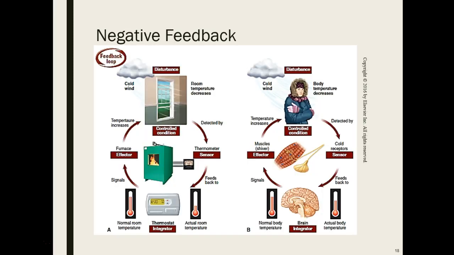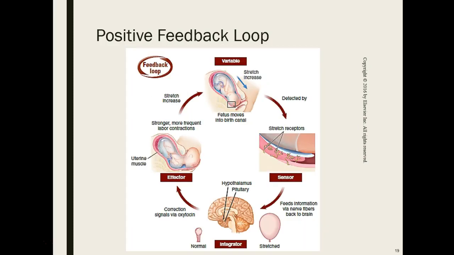This just compares the process of the feedback loop to a furnace, which is a good example. And then here's that positive feedback loop. So again, those contractions increase, increase, increase until the child is born.